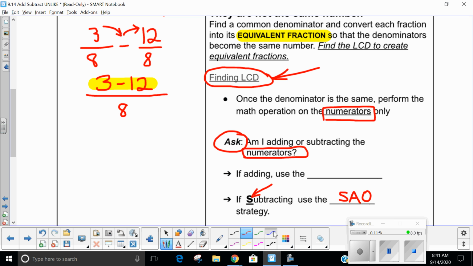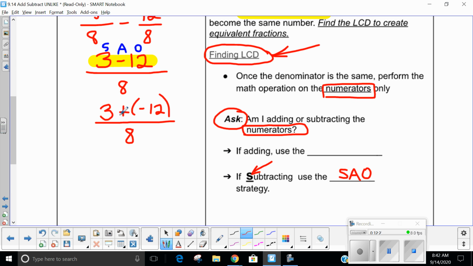Okay, so I'm going to write my S above the 3, my A above the minus, and my O above the 12. And now I'm going to keep the first number the same, that's 3. Then this becomes add, and then this changes to its opposite. And I always keep the denominator the same. Okay, remember, this is part of a fraction.